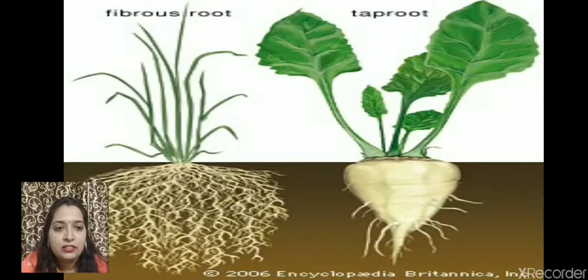See children, this diagram is showing the difference between a fibrous root and a tap root. You can see here in tap root, one main thick white root, yes or no? Yes, so one main white colored root is there from which small thin roots are arising. But here on the left side in fibrous root, all the roots which are growing from the base of the stem are almost of a small size and there is no main root in fibrous root.